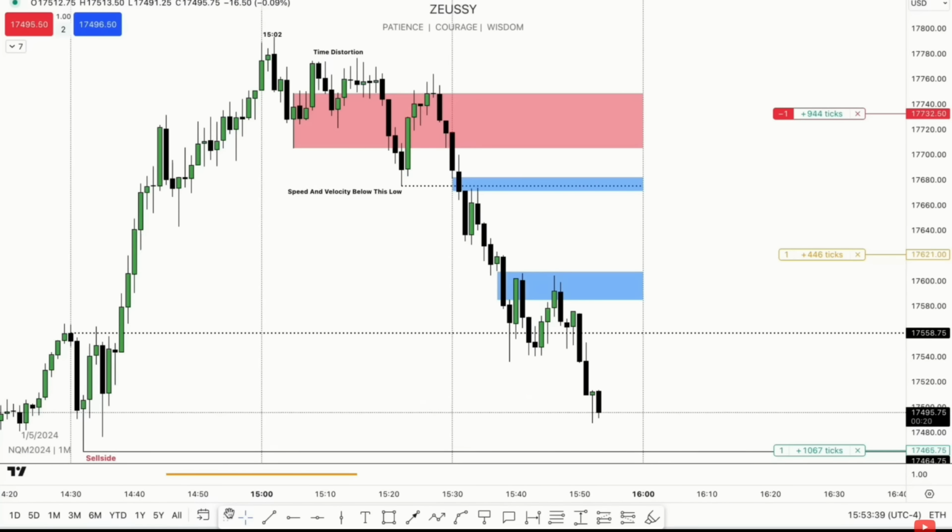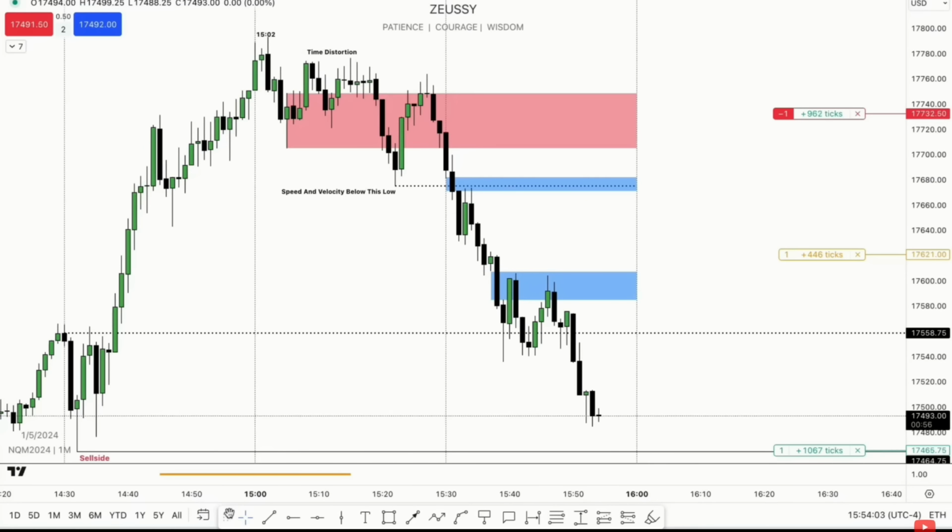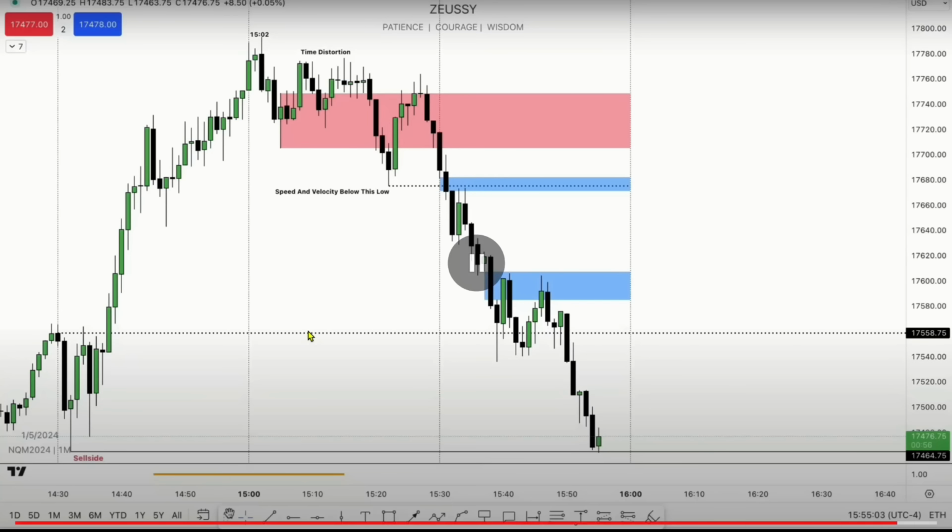Every single premium ray functioned as resistance during this sell-off, and that's exactly what you want to see when you're anticipating lower prices. And there the target gets delivered. And what I'm going to do now is I'm going to pause this recording for a moment. And what I want to discuss with you is the following.